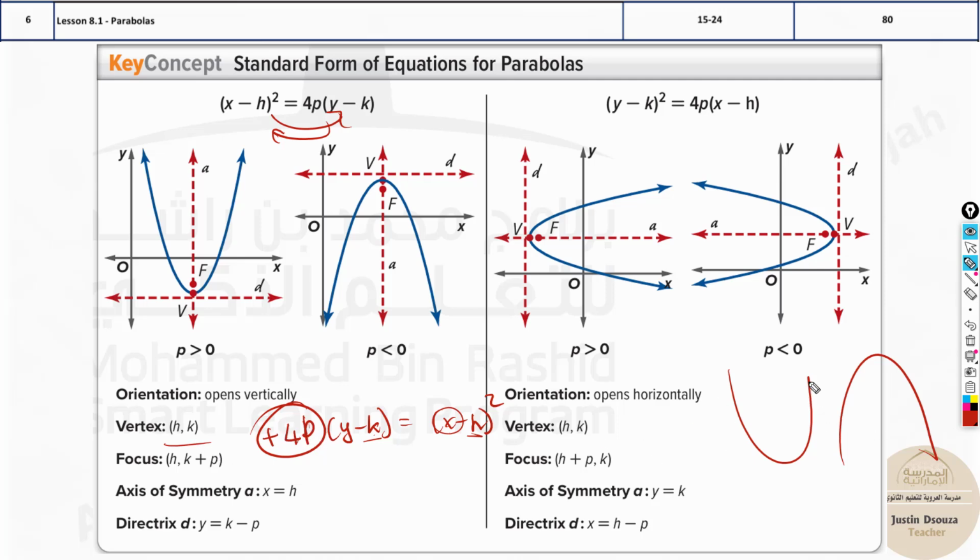Now then, if at all we know the orientation, then you need to know this is the vertex, right? The focus will be along the same x-axis. See, the x point is the same. It'll be somewhere inside over here or over here. So the x point does not change. What you have to do is find the p-value. Once you find the p-value, add it to the k-value. See, h and k is the vertex, right? h will be the same, but k plus p is the focus point. These are the very important things to find out. Then the axis of symmetry is basically which axis it is symmetrical about.